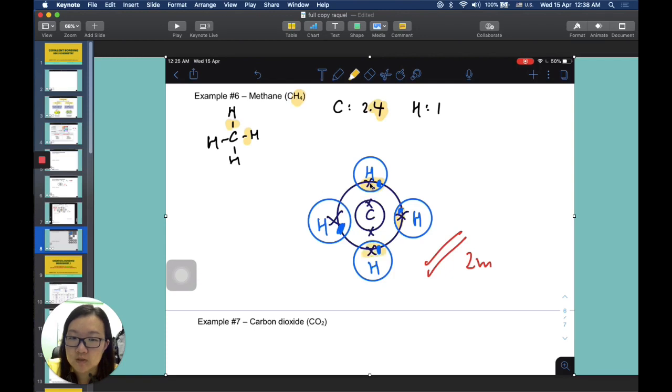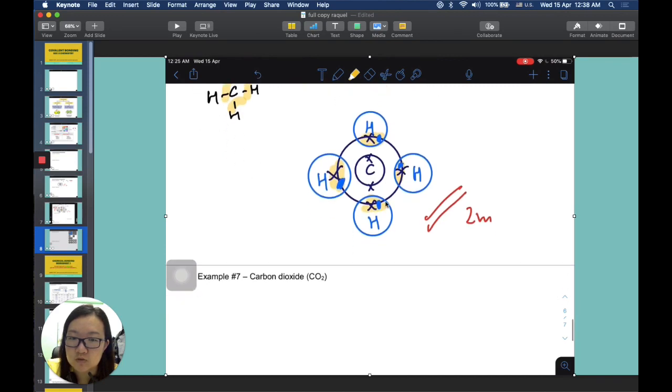So notice over here, this one pair of electrons forms this covalent bond, this pair forms this covalent bond, and so on and so forth.